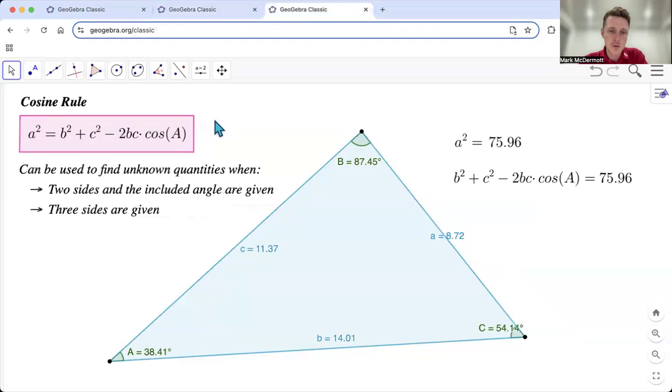What we'll do now is talk about the cosine rule. The cosine rule is this. I like to think of it as Pythagoras on steroids a little bit. It says a squared equals b squared plus c squared minus 2bc cos A. So let's just make some sense of that.